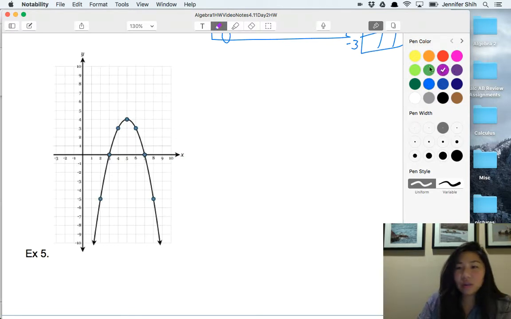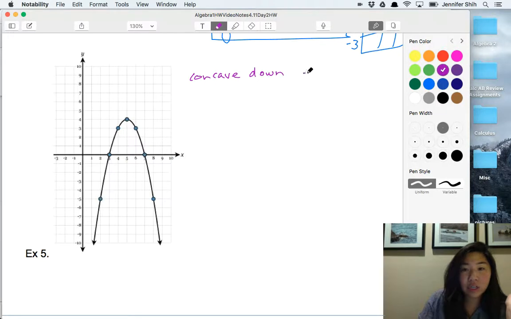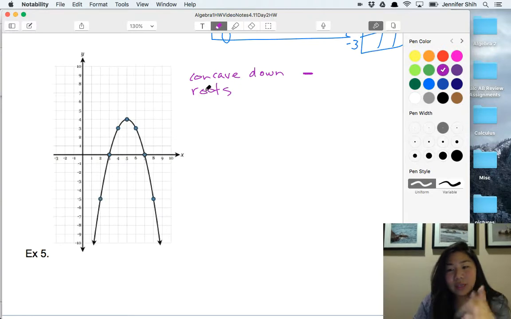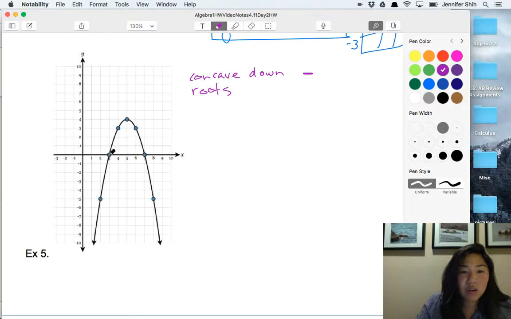What do I know about this already? I'm scanning. I already know it's concave down. So that means the leading coefficient is going to be negative. Now I need to find the roots. Roots, zeros, solutions, they're all the same thing, and I use them interchangeably. Sorry and not sorry. So watch how I do this. I go find the roots. X is equal to positive 3, and x is equal to positive 7.